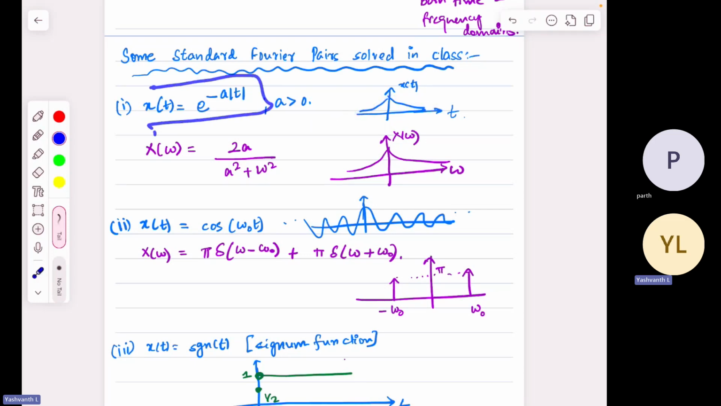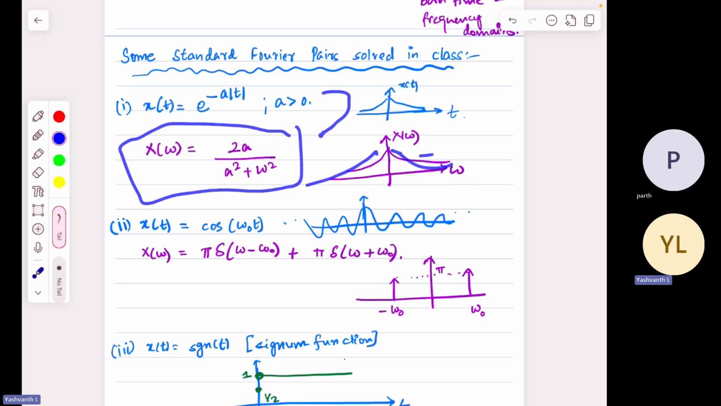Now if you compute the Fourier transform of this signal, you can show that X of omega is given as 2a by a square plus omega square, and that also has a decaying form because this is a decreasing function in omega. X of omega, when you plot it as a function of omega, also decreases.